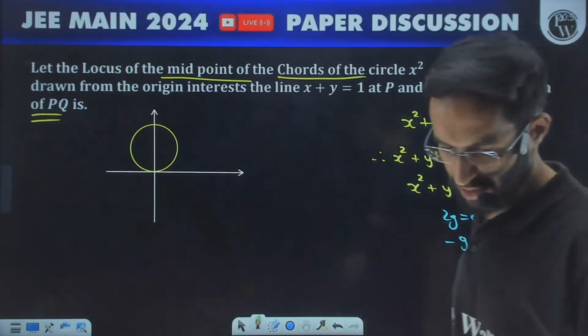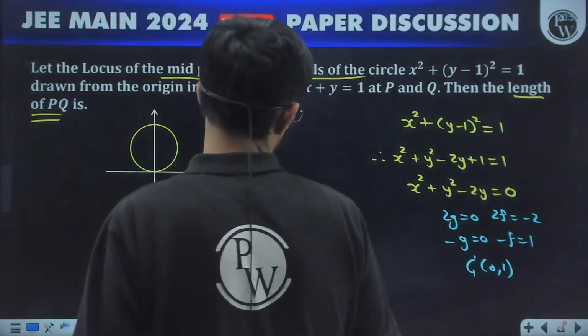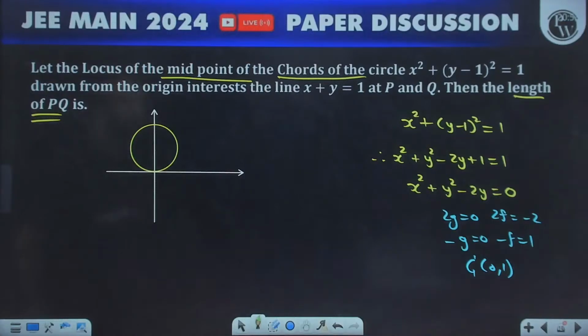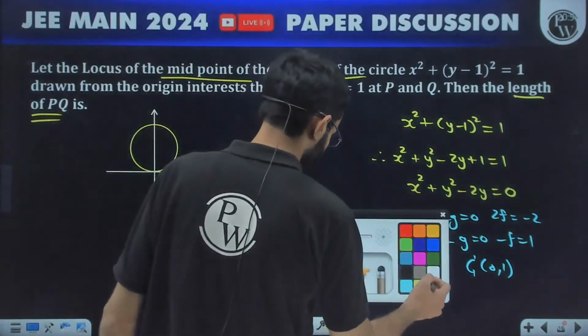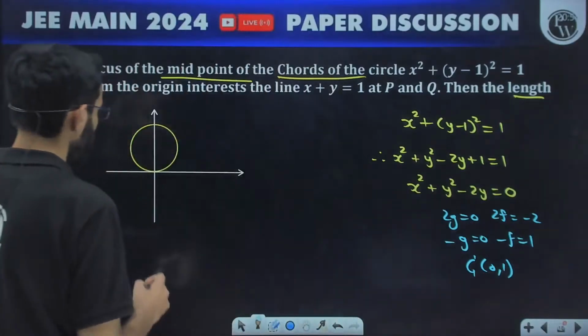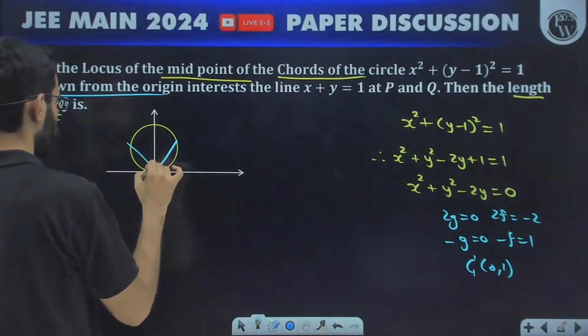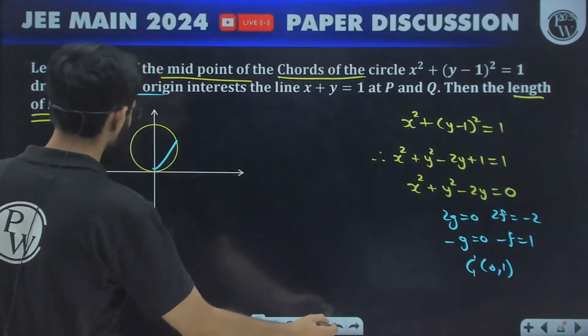Okay, so now see here everyone. We were discussing the locus of midpoint of chords. So, locus of midpoint of chords of a circle drawn from origin. If we are drawing all chords from origin, these are some chords, so I am taking one chord into consideration.